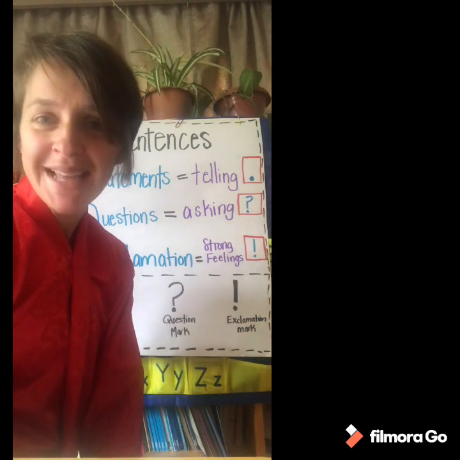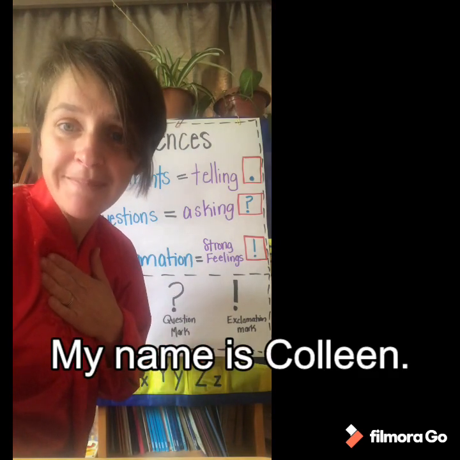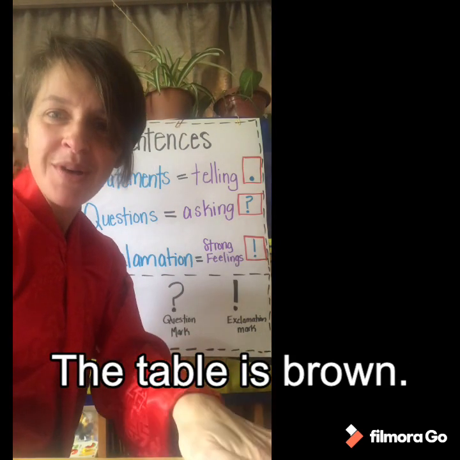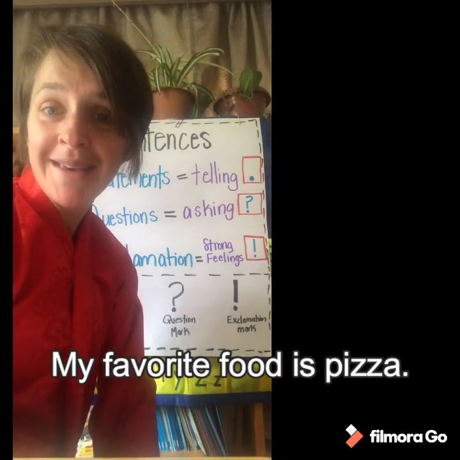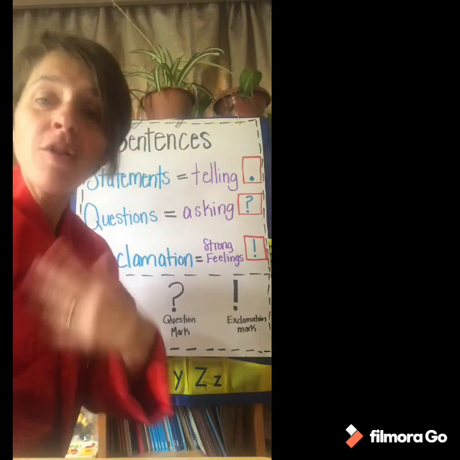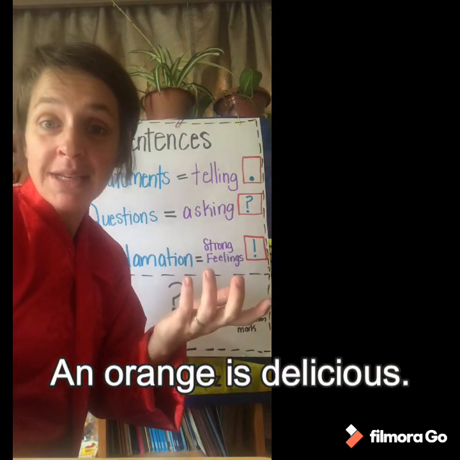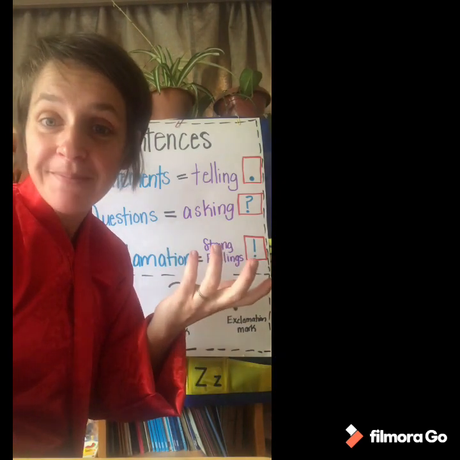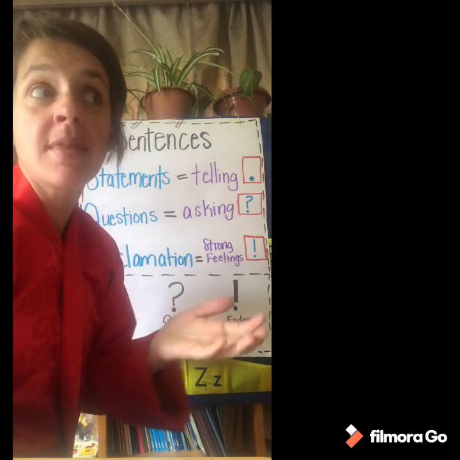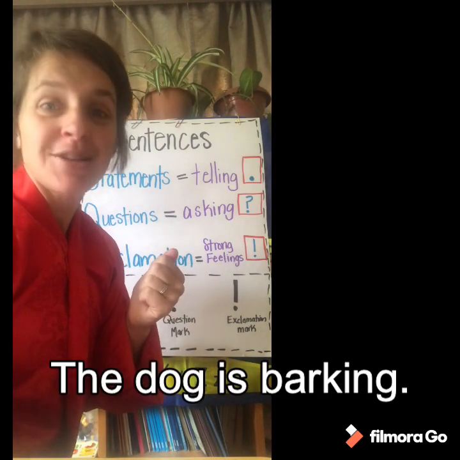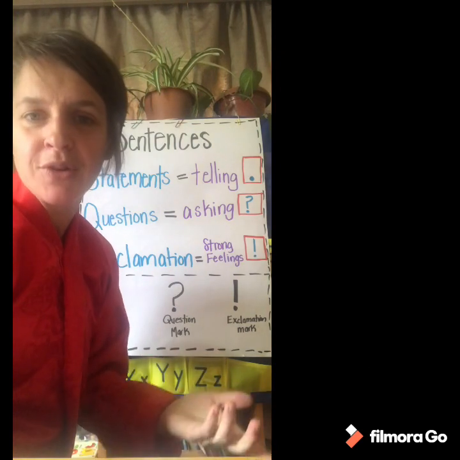So here are some examples of statements. My name is Colleen. The table is brown. My favorite food is pizza. All of those sentences are telling you something. An orange is delicious. The sky is raining. The dog is barking. Those are all statement sentences that tell you something.